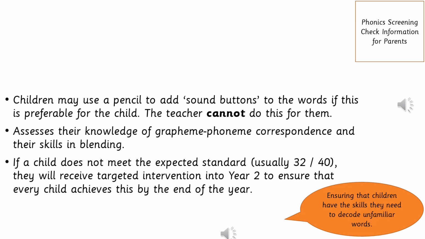If a child does not meet the expected standard, which is usually 32 out of 40, they will receive targeted intervention into Year 2 to ensure that every child achieves this by the end of Year 2.